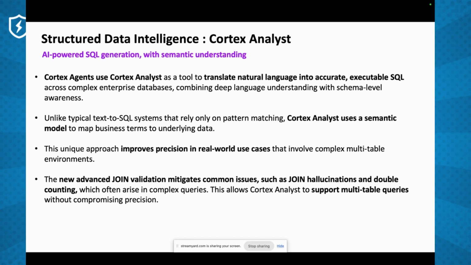Now, another point ties to the last point where we are talking about optimizations. Here I've given one example where we are continuously optimizing Cortex Analyst. Recently we have a new advanced join validation, and what it does is mitigate common issues like hallucinations and double counting. Hallucination is a very big problem that we see, and with joins it is even bigger. So our product team went inside and tuned Cortex Analyst, and because of this it can now support multi-table queries, right?